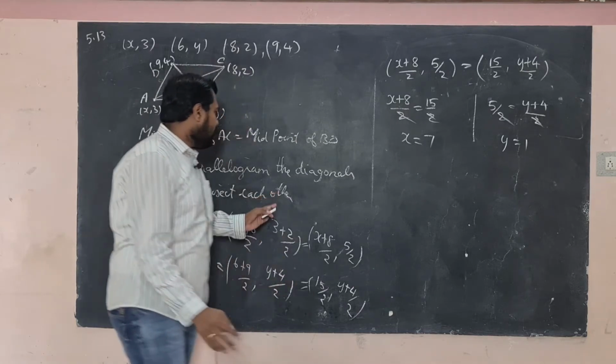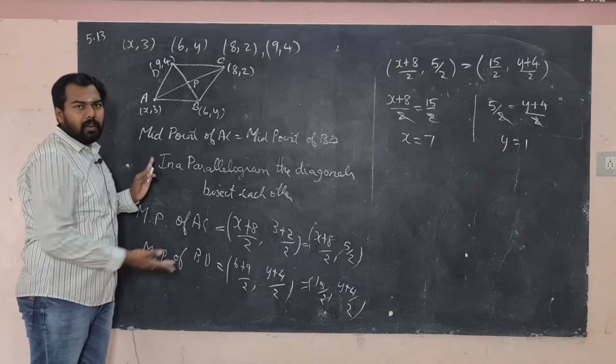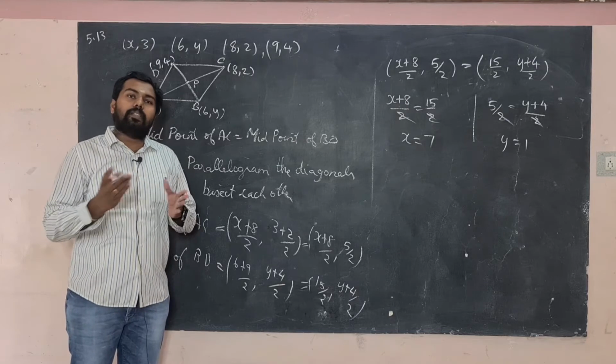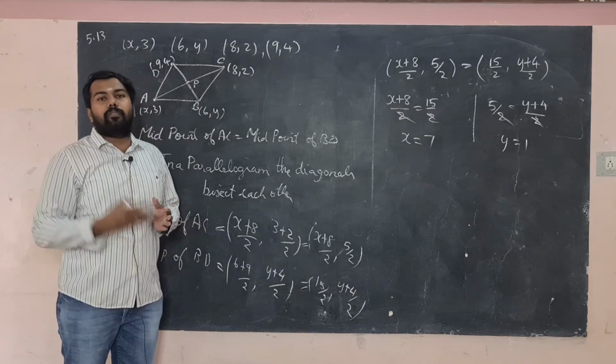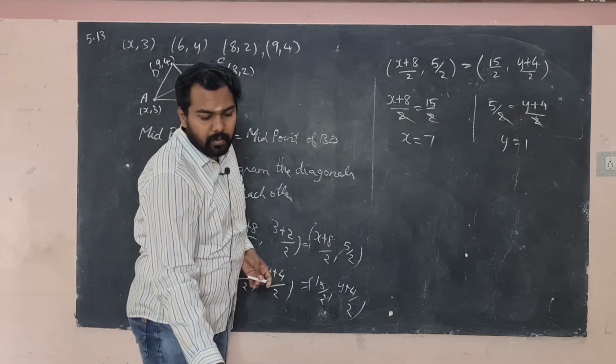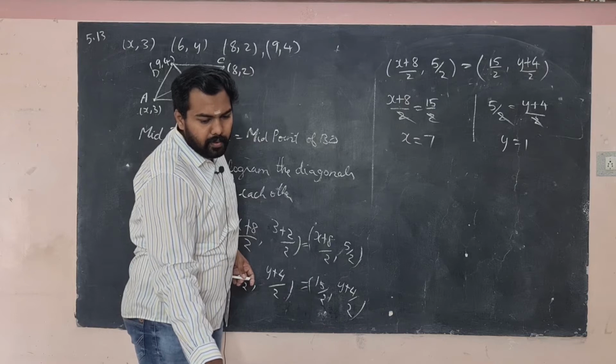First thing which you need to know is these 2 points. That is it. அதாவது ஒரு parallelogram எடுத்துட்டோம்னா the diagonals bisect each other. So இதிலிருந்து என்ன கன்க்ளூட் பண்ணோம்? Midpoint of those diagonals are equal. So that is the only thing which we have to remember. Okay. Now we will go to the next example, example 5.14.